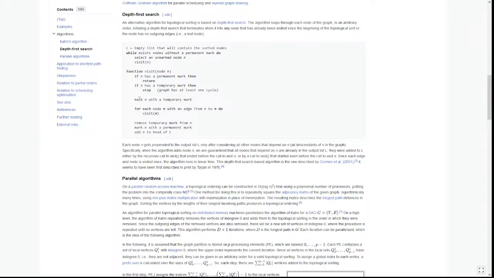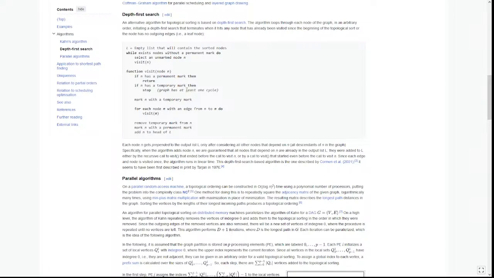Each node n gets prepended to the output list L only after considering all other nodes that depend on n. Specifically, when the algorithm adds node n, we are guaranteed that all nodes that depend on n are already in the output list. They were added to L either by the recursive call to visit that ended before the call to visit n, or by a call to visit that started even before the call to visit n. Since each edge and node is visited once, the algorithm runs in linear time.